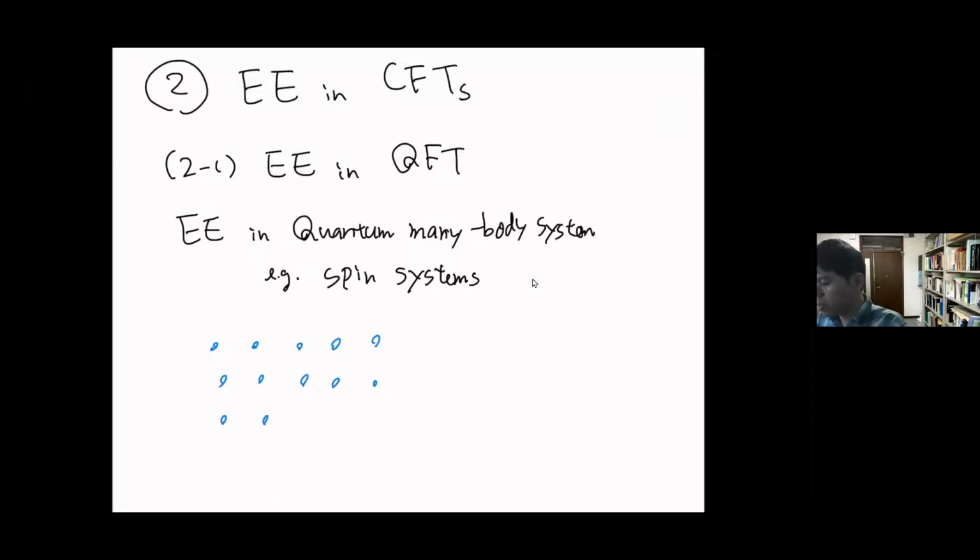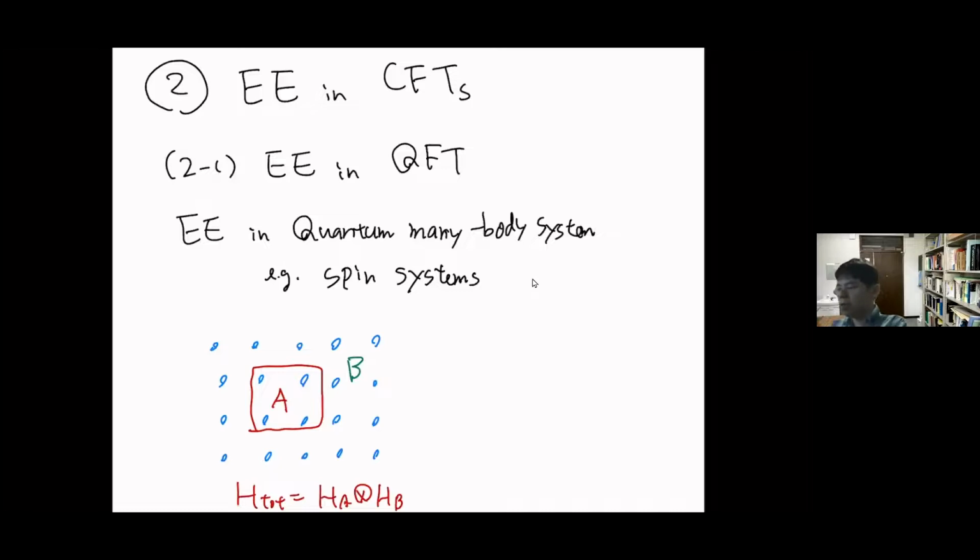There are many spins. And to define entanglement entropy, you need to specify a decomposition of the Hilbert space. The total Hilbert space always decomposes into two parts, H_A and H_B. We can choose this however we like, but you can call these four points region A, and the other one is B. Maybe the outside is B. Then of course we can realize this decomposition.